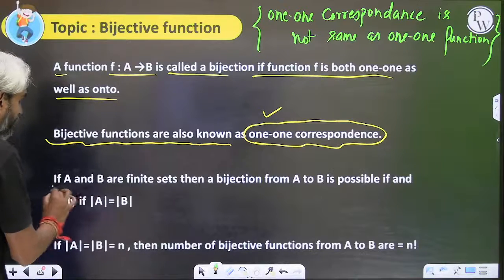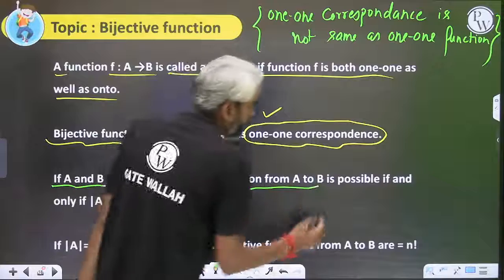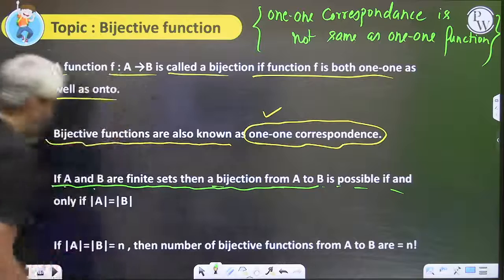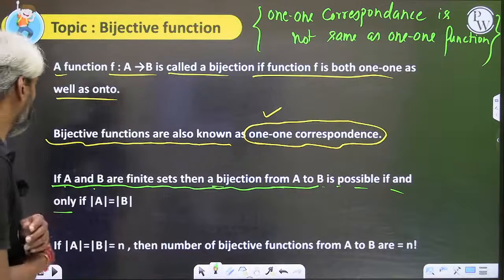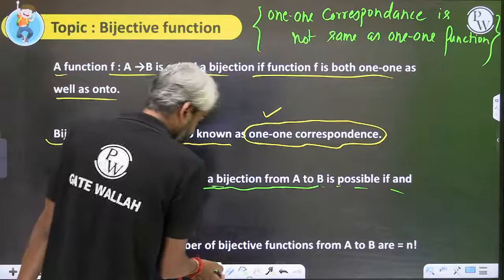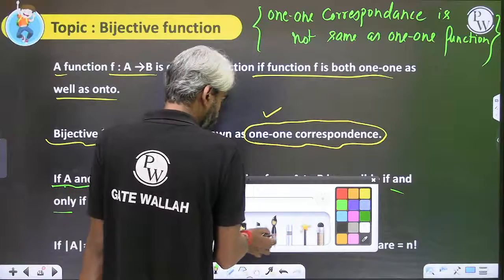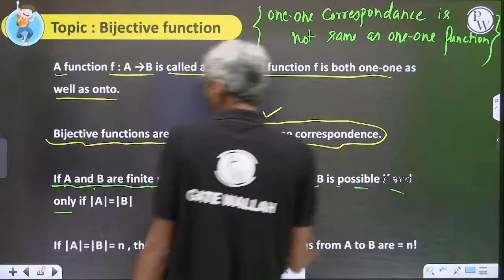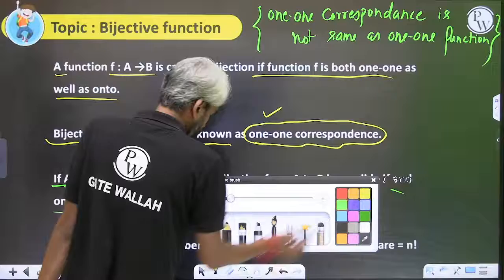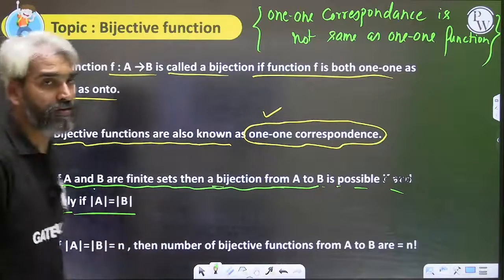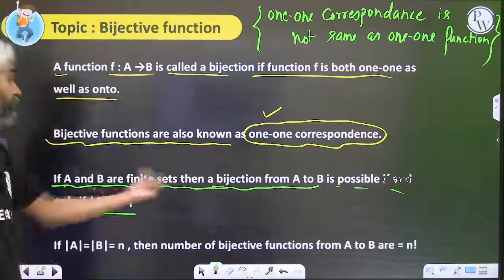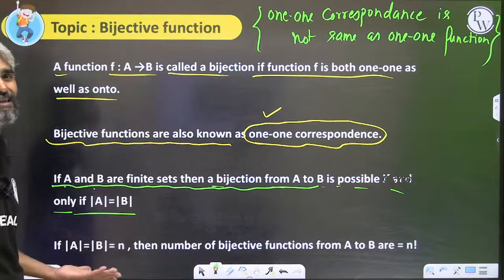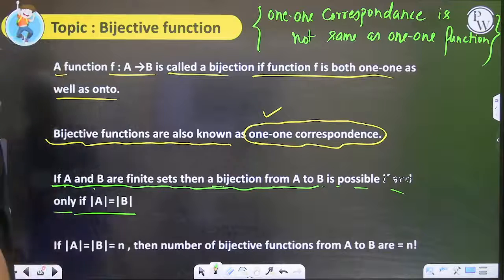Okay, so when exactly is a bijective function possible from set A to B? If A and B are finite sets, then a bijection from A to B is possible only if mod A equals mod B. That is, if the function from A to B is a bijection, then mod A equals mod B. But if mod A equals mod B, then it is not necessary that the function is a bijection.